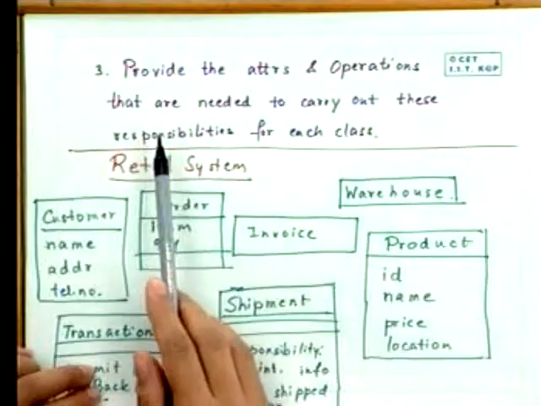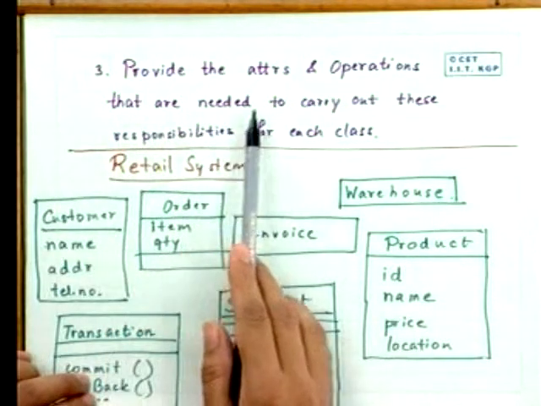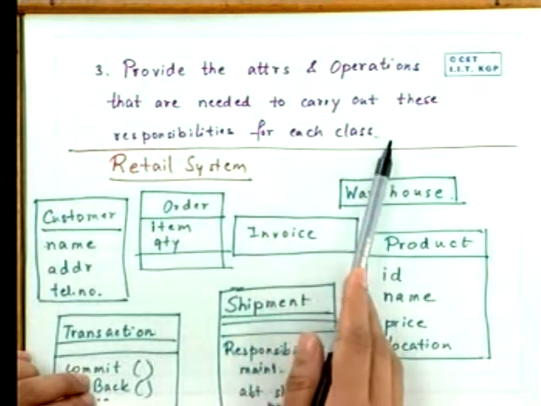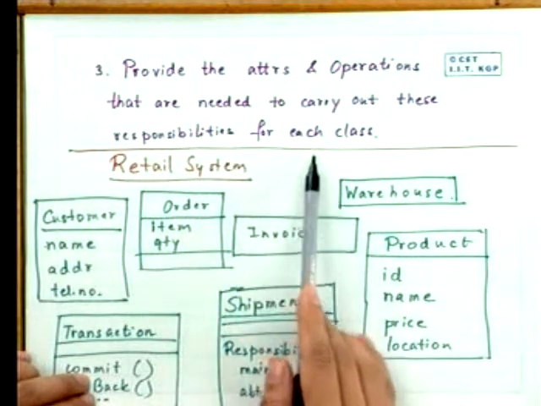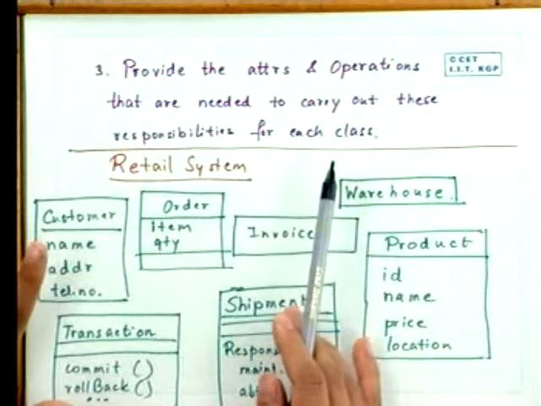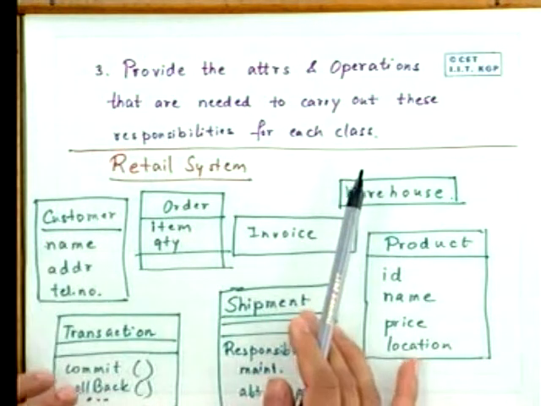Once we have got the classes, we provide the attributes and operations that are needed to carry out these responsibilities for each class. It's also important to make sure that the classes are balanced. That is, no class is either too big or too small. If one class has too many responsibilities, possibly we should break it up into smaller classes. Or if a class is too small, maybe we will try to increase the responsibilities of the classes, so merge classes to make it bigger.